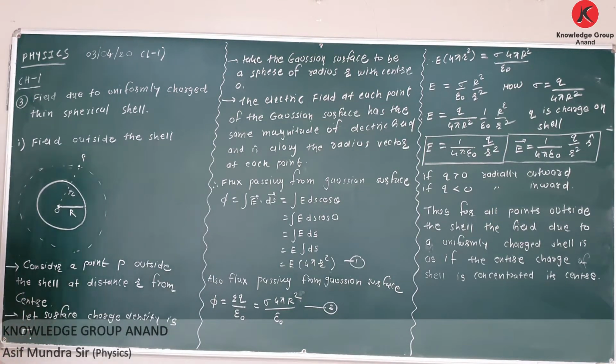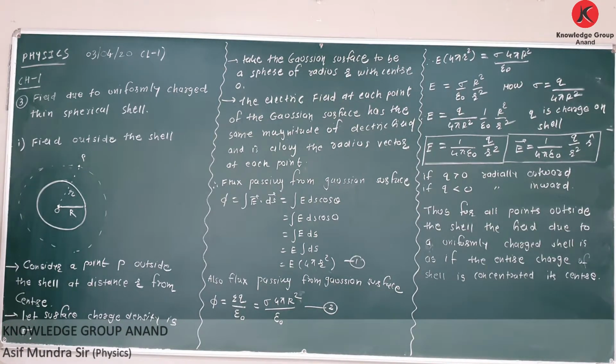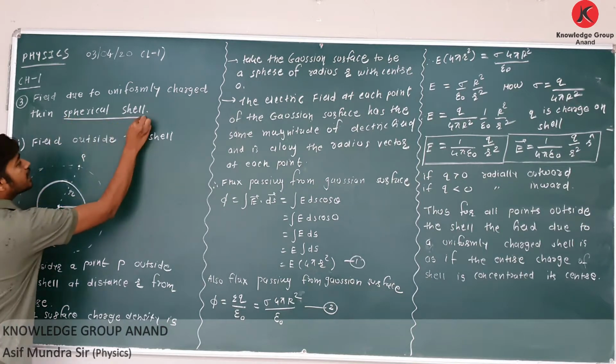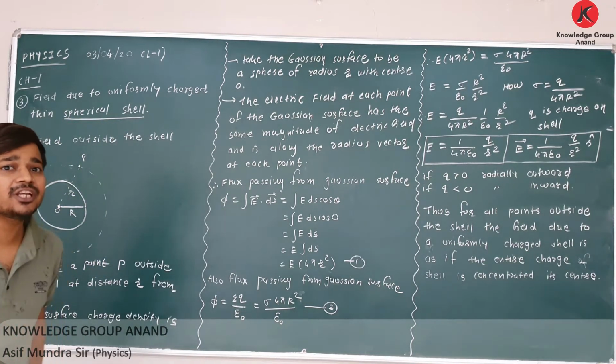In the last lecture we discussed two applications of Gauss law. In this lecture we will study the third application of Gauss law: field due to a uniformly charged thin spherical shell. There is a difference between a shell and a sphere.